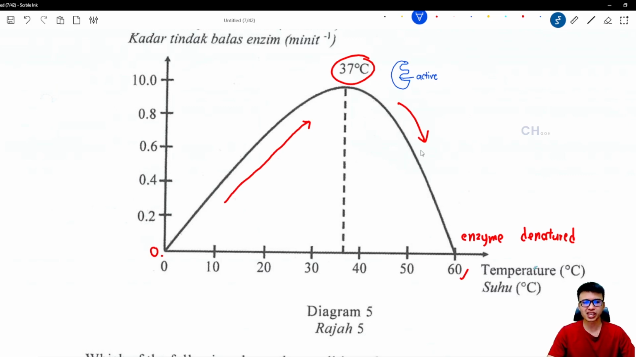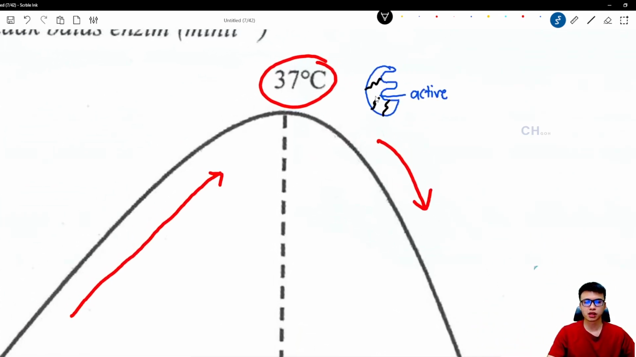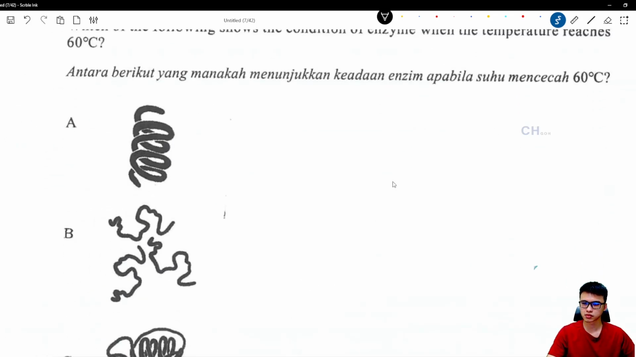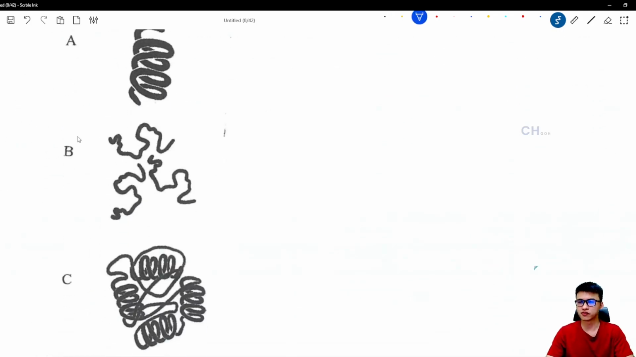So let's say we increase the temperature, okay, they will start to break the bonds between the molecules. So once all these bonds are broken, the enzyme cannot hold its shape anymore. So it will be like this kind of condition. Okay, we call it enzyme denaturation. You can see that they are not holding together, they are being separated into different strands. So this should be the answer B, the protein denatures.